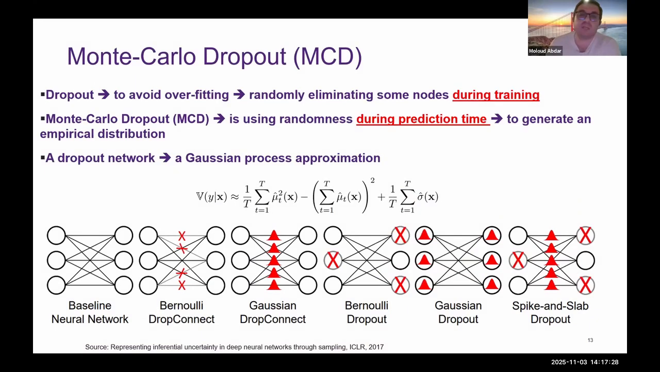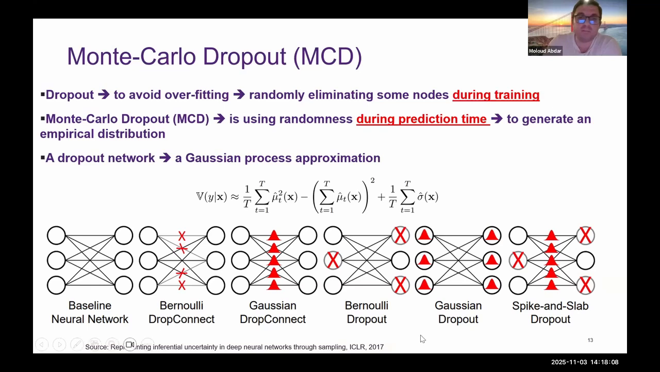So Monte Carlo dropout, as you know, dropout was introduced to avoid overfitting, and it randomly eliminates some nodes during training. However, MC dropout uses randomness during inference time, or prediction time, to generate an empirical distribution. As Yarin Gal showed in his paper, a dropout network is a Bayesian model, kind of like a Gaussian process approximation.